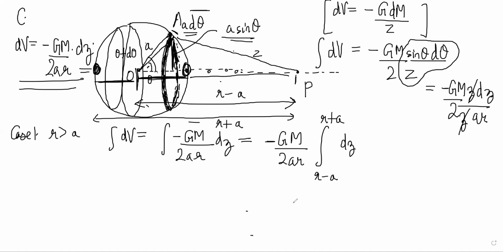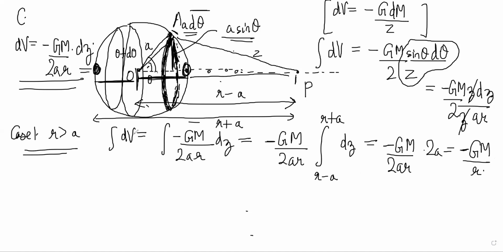That is one case, to cover the whole thing. So you will get minus GM by 2ar, r plus a minus r minus a becomes 2a. So it cancels 2a down and becomes minus GM by small r. So this is the case when the point is outside the sphere or spherical shell.